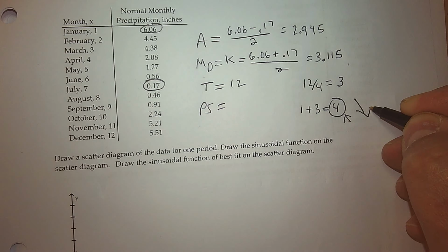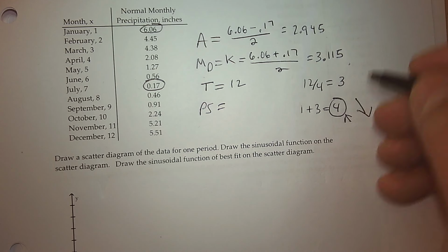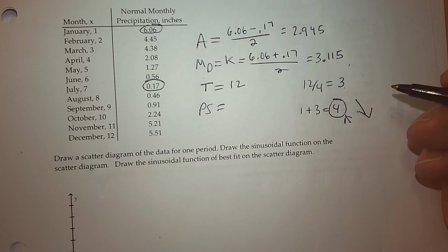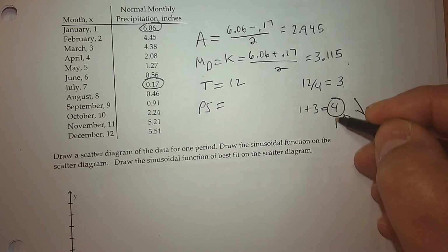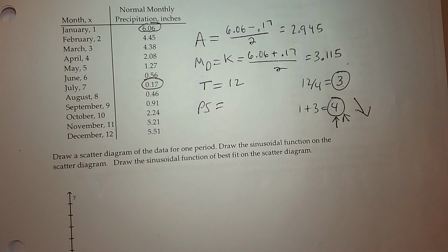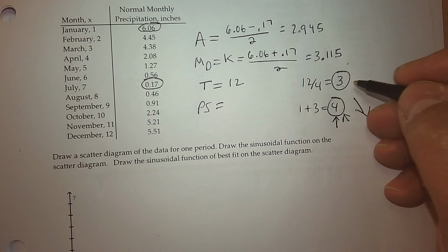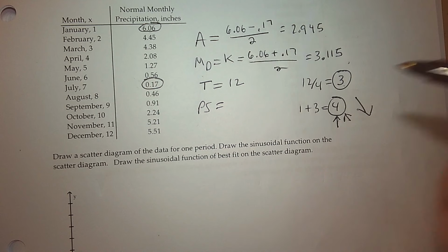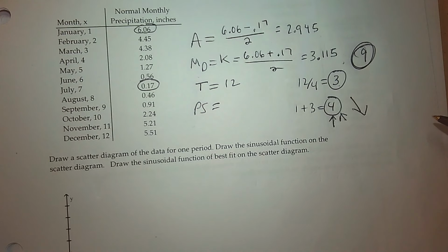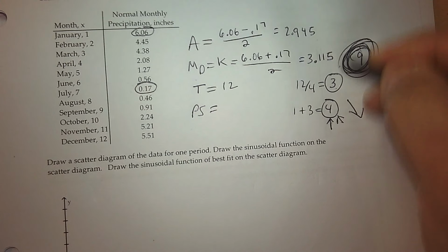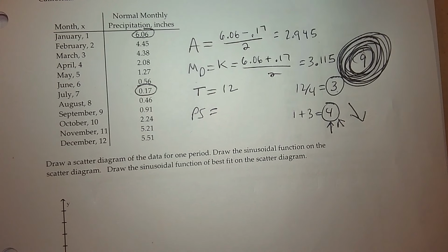So you know what I need to do? I'm not going to add that. I need the third quarter. How am I going to find the third quarter? This is the first quarter. What am I going to add? So instead of adding 3, what should I do? Add what number would get me to the third quarter? 9.